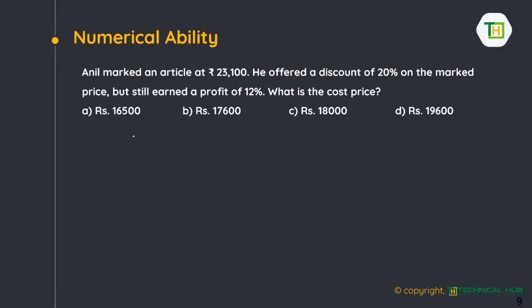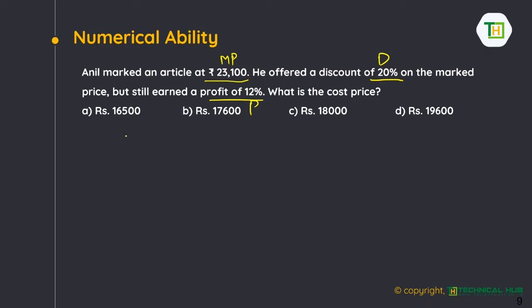Anil marked an article at 23,100. Here the market price is 23,100. He offered a discount of 20% on the market price, but still he earned a profit of 12%. Here the profit is given as 12%. What is the cost price?